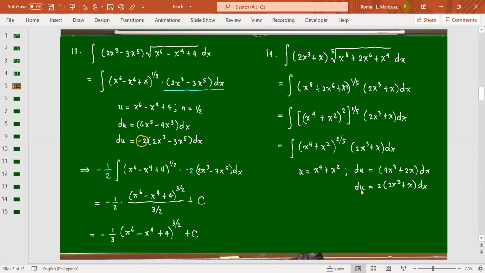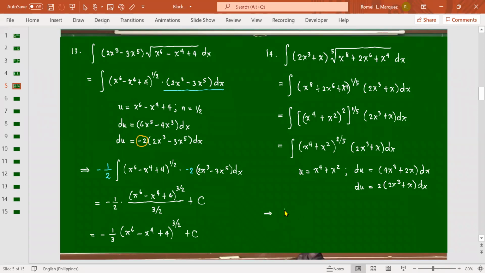What do you want? Correction factor or u substitution? Simple u substitution. Chain rule. Simple u substitution, that's chain rule. Yung correction factor na lang po siguro, sir.